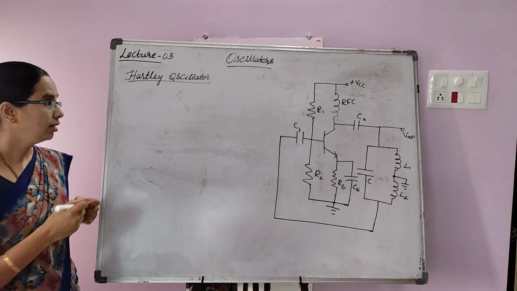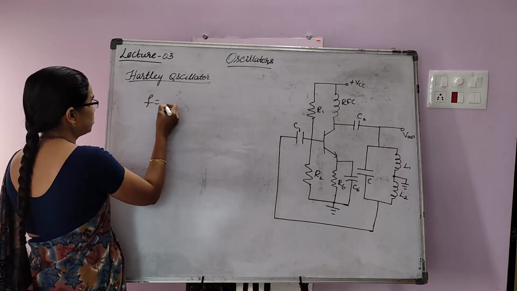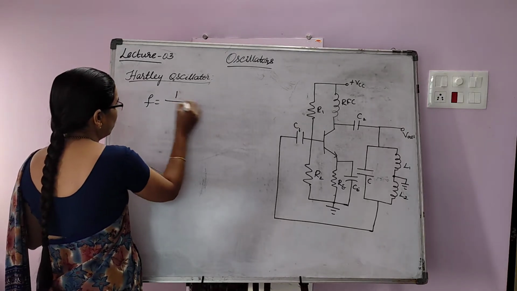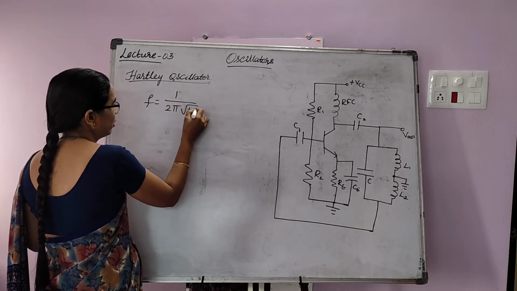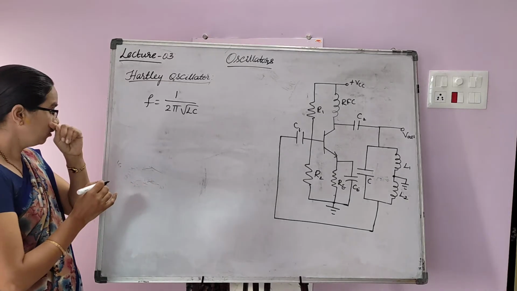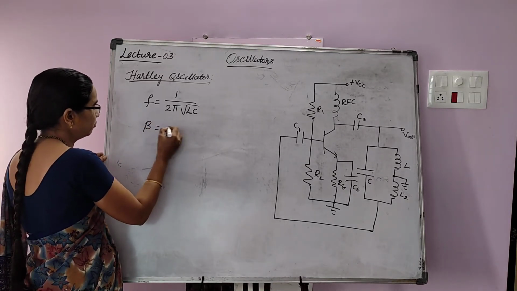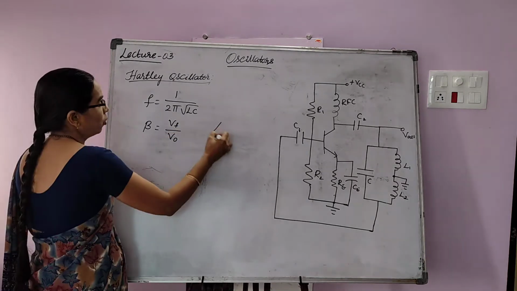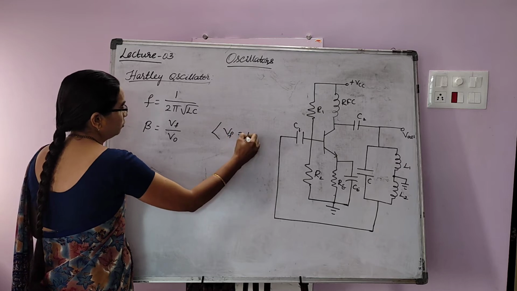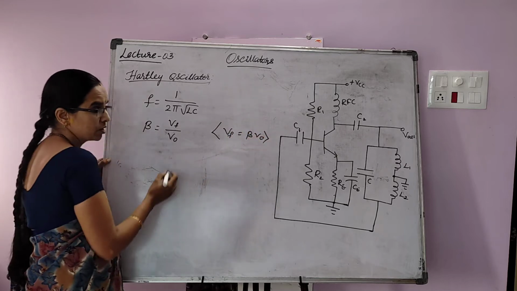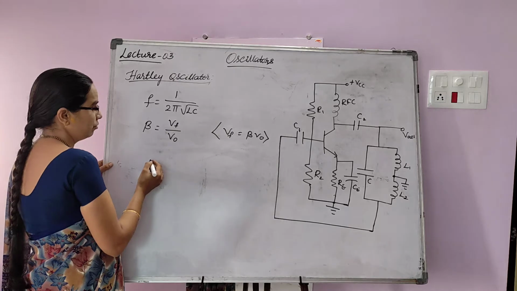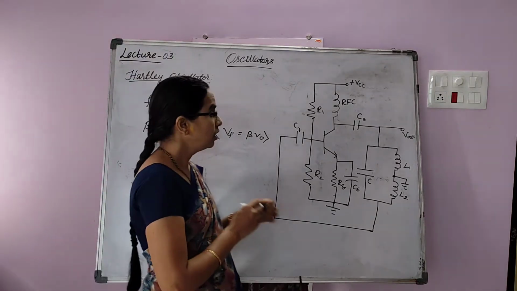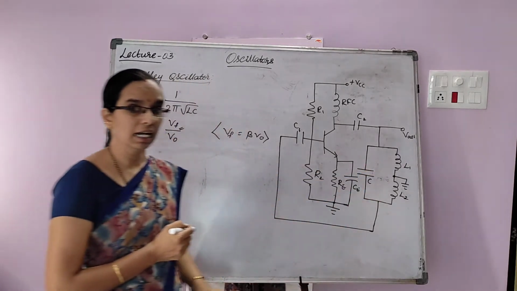and the potential across L2 is given as feedback to the input. The expression for frequency, there is no derivation, so you should remember directly: 1 by 2 pi root LC, that we have already known. The feedback fraction beta is defined as Vf by V0. That means the feedback voltage Vf will be beta V0, so beta can be written as Vf by V0. Vf is the feedback voltage, that is the voltage across L2.